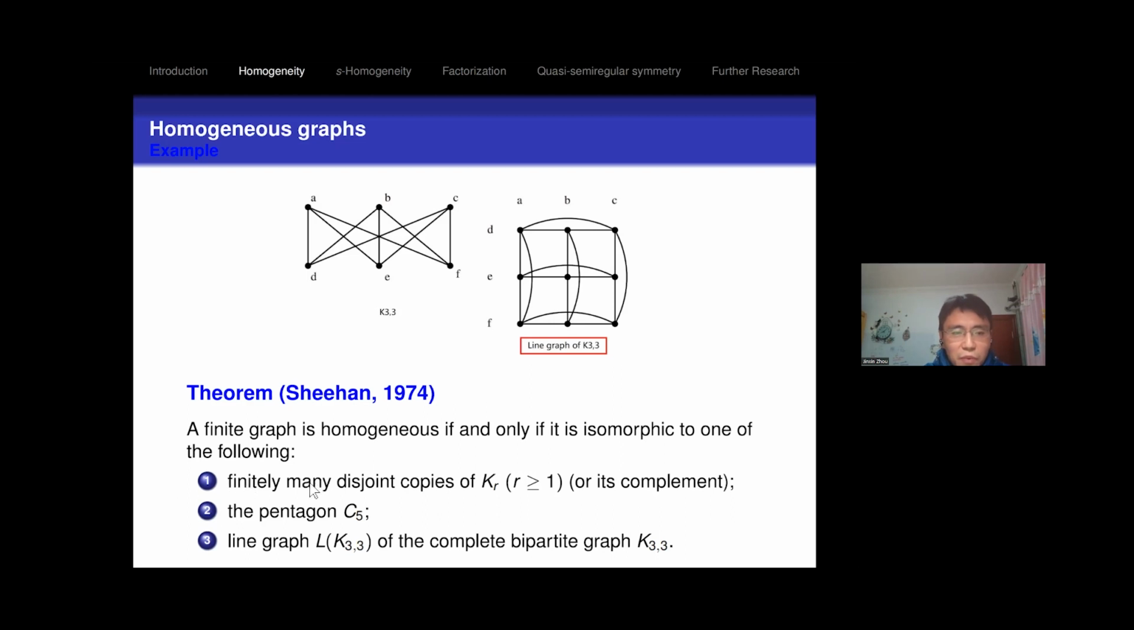The first graphs are finitely many disjoint copies of the complete graph, or its complement. Except for these infinite families, there are also two sporadic graphs. One is the Petersen-type graph shown here, and the other is the line graph of K_{3,3}. So you can see the examples of homogeneous graphs are rare.